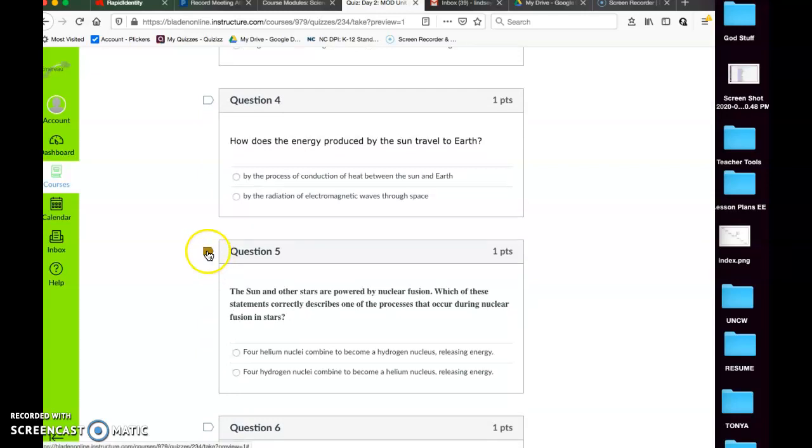Question number 5, an important thing to note. You can mark these questions if you don't know and come back to them later. You can unmark them when you're done.